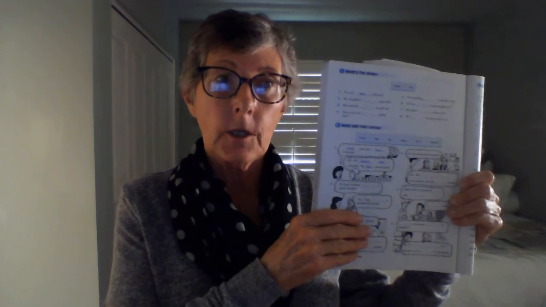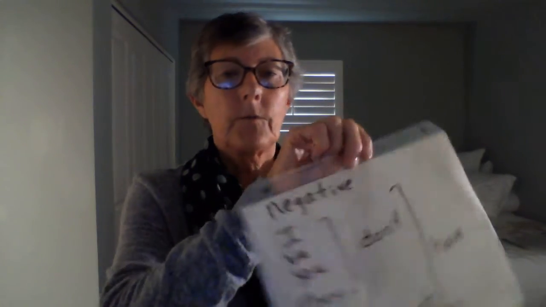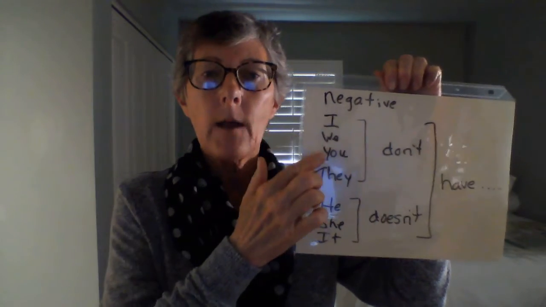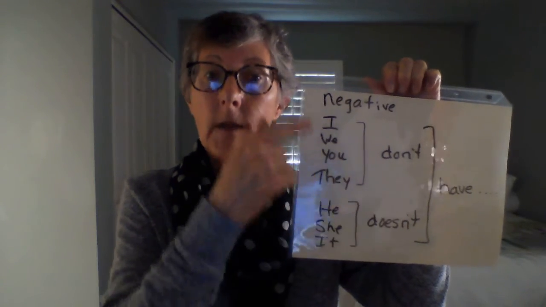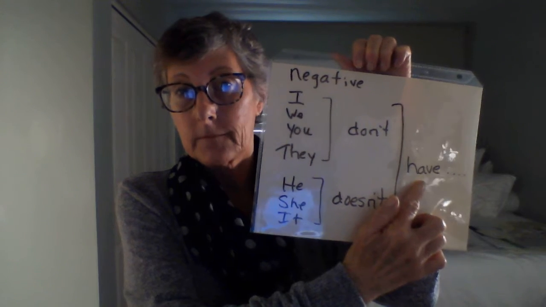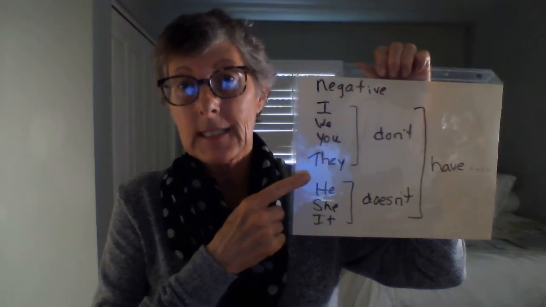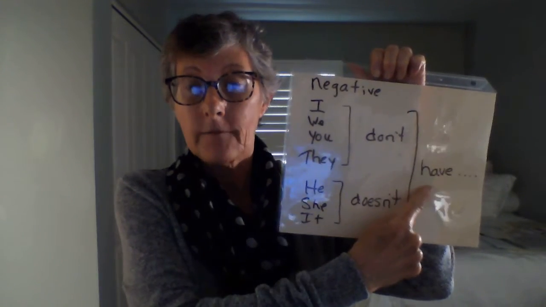The first answer is a negative. And yes, there's a rule for negative. So for negative: I, we, you, they, don't, because remember, do goes with I, you, we, they, don't have. Negative, third person singular: he, she, it, doesn't have.